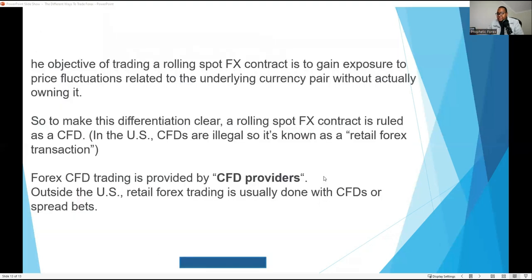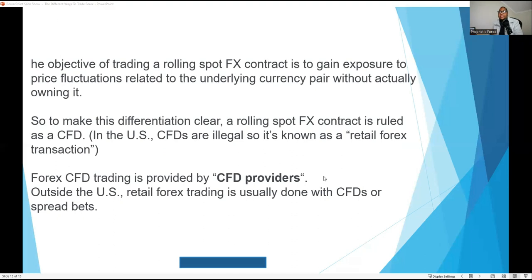I'm sure this is a lot of information to digest, but we are actually done now. This is the last slide, but I want you to keep on writing these notes, being diligent, because it's going to take you to the next level. So here, basically the objective of trading a rolling spot FX is to gain exposure to price fluctuations related to the underlying currency pair without actually owning it.